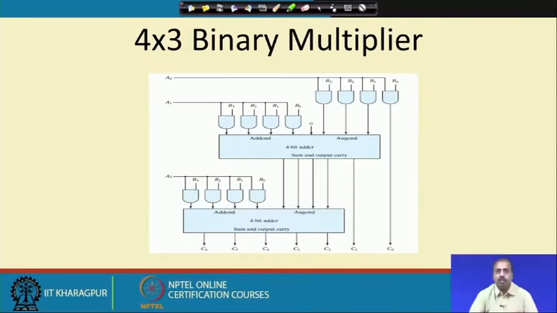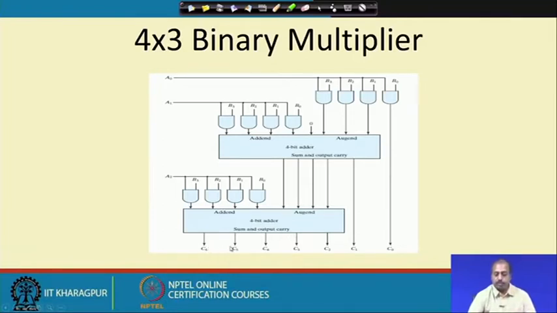So, for 4 bit multiplication, a 4 by 3 binary multiplier, we have got one 4 bit input B0, B1, B2, B3, and we have got a 3 bit input A0, A1, A2. So, what we can do? We can generate these partial sums in this fashion. Then they can be passed through some adders. So, 2 4 bit adders will be necessary and we can pass them through the adder, and ultimately we can get this sum which consists of 7 bits.